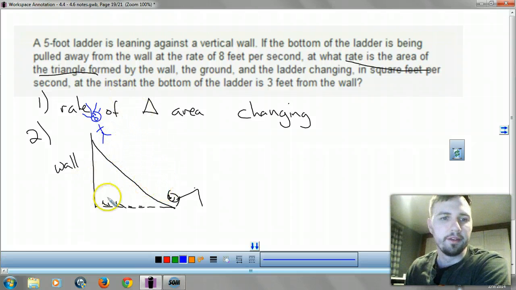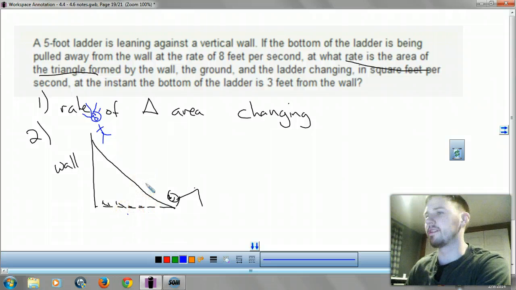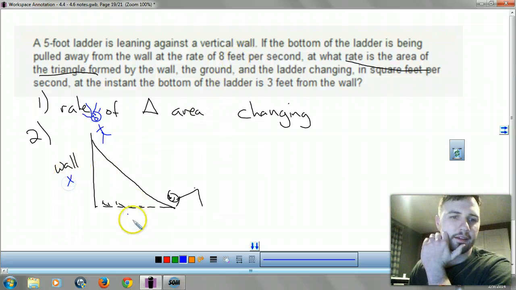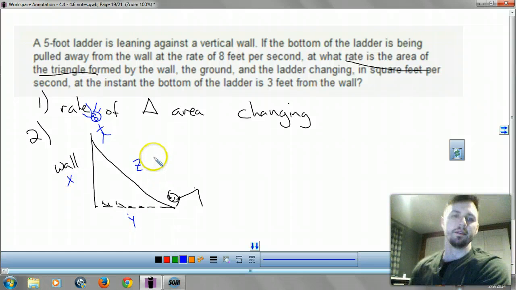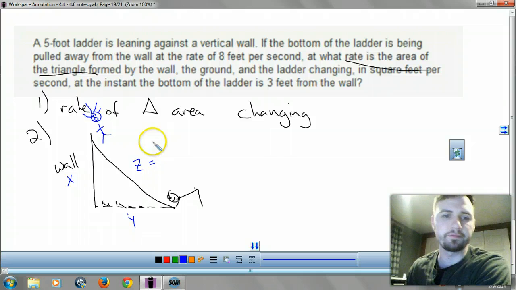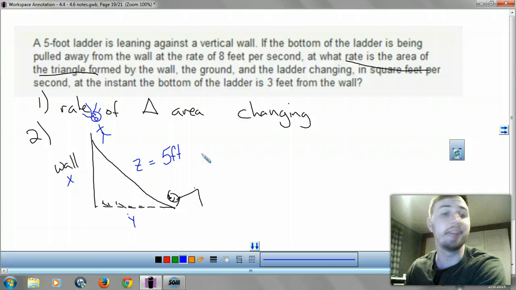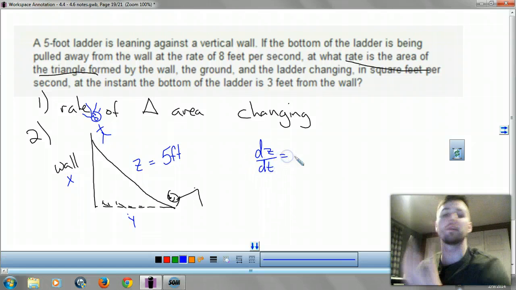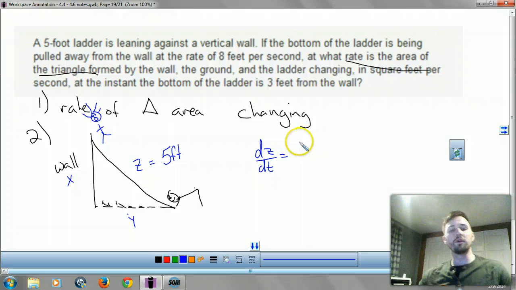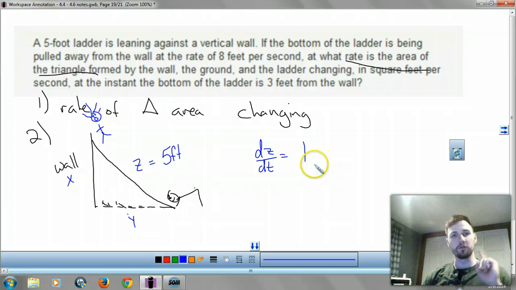Okay. So again, I'm going to call this wall x, y, and z again, because I really like those. Now, our z in this one, the ladder is 5 feet, right? And that's never going to change. So if we think about that, the derivative of z in terms of time, our ladder is constant, right? So what's the derivative of that ladder going to be? How much is it going to be changing? Well, it's constant, so it's 0.